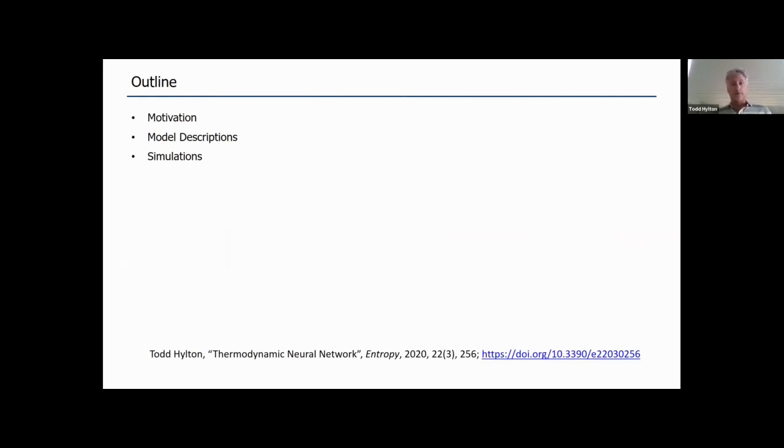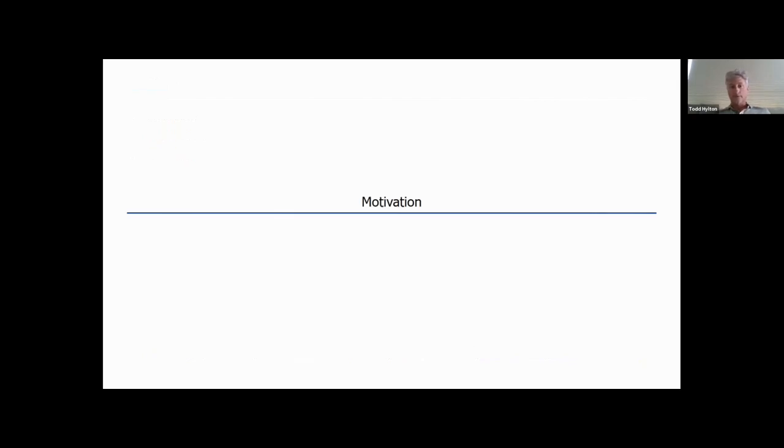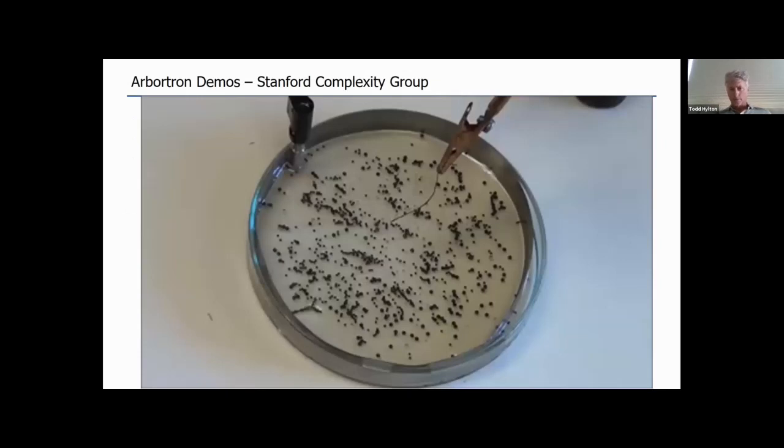So here's the outline for the talk. I'm going to give a little motivation. I'm going to describe the model qualitatively. I'm not going to give you any equations. If you want to see the equations, you can refer to the paper referenced at the bottom here. And then I'll show you the results in terms of simulations, videos essentially, of what this network does when it's evolving.